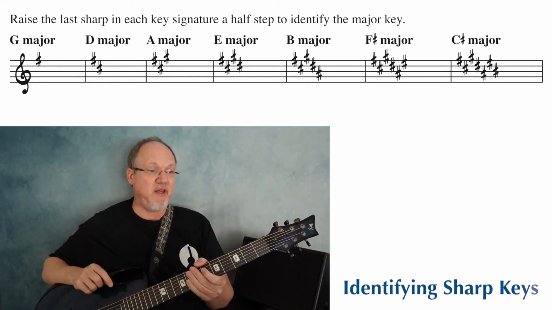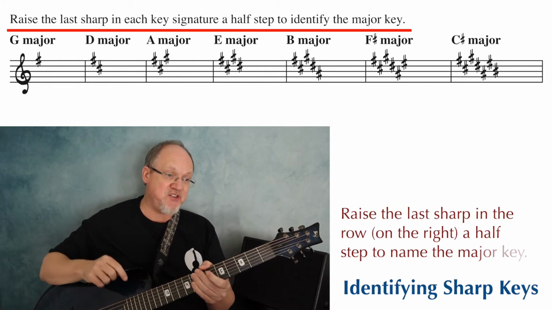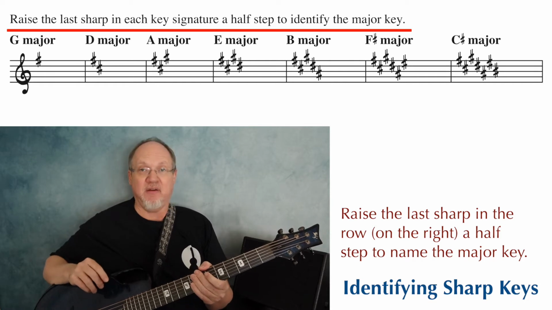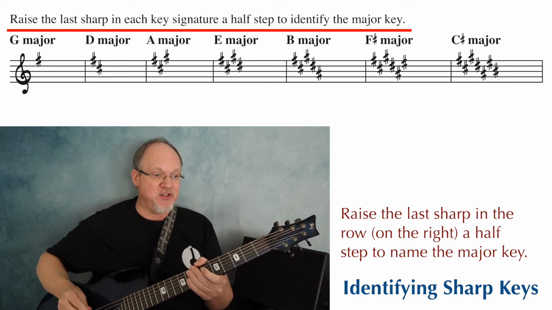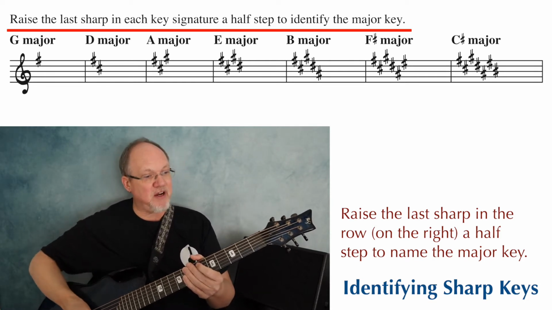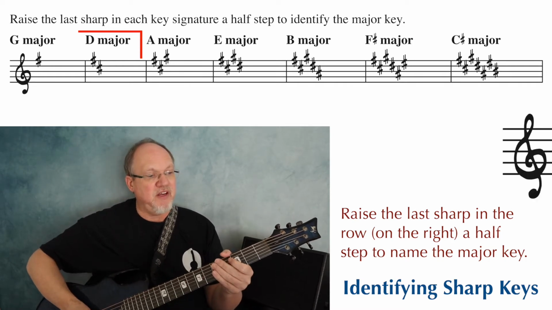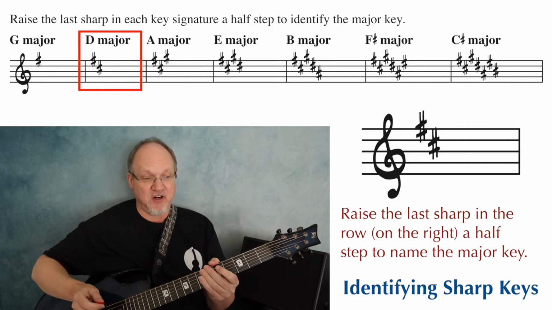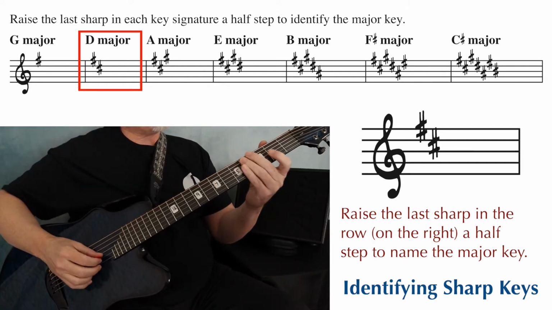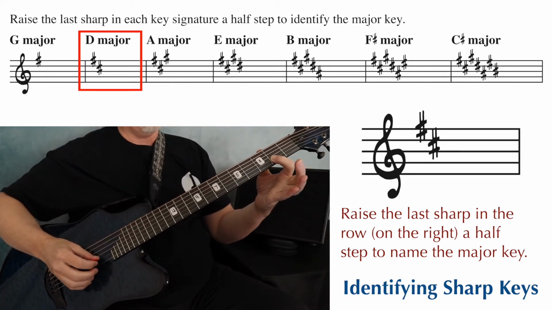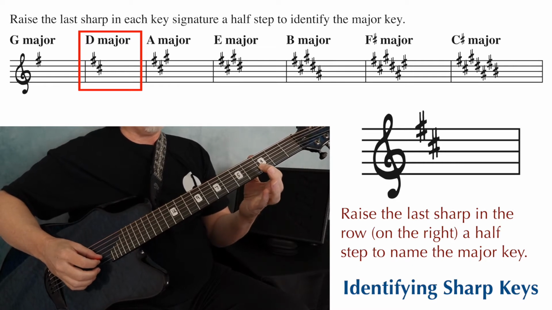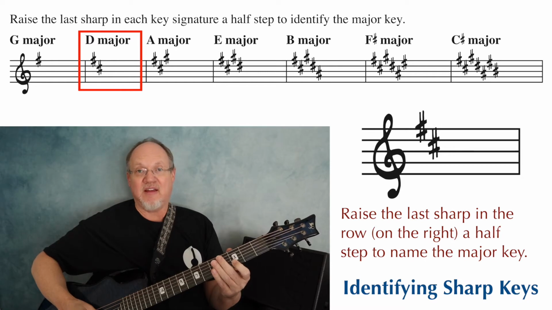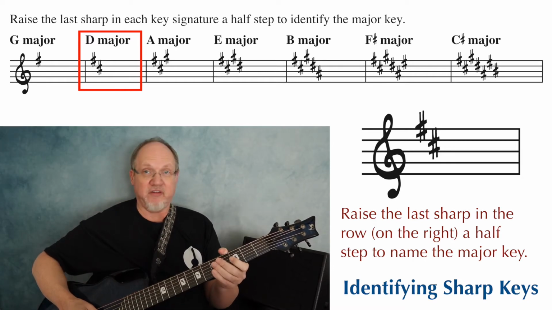To name a sharp key, all you have to do is take the last sharp in the row, the sharp on the right, and raise it by a half step, and that is the name of your major key. Let's go over some of those at the bottom of the page there. D major. So we have two sharps in the key signature, F sharp and C sharp. The last sharp in that row is C sharp, so we take a C sharp, raise it by one fret or a half step. That's a D, and that's how we know we are in D major using this little trick.